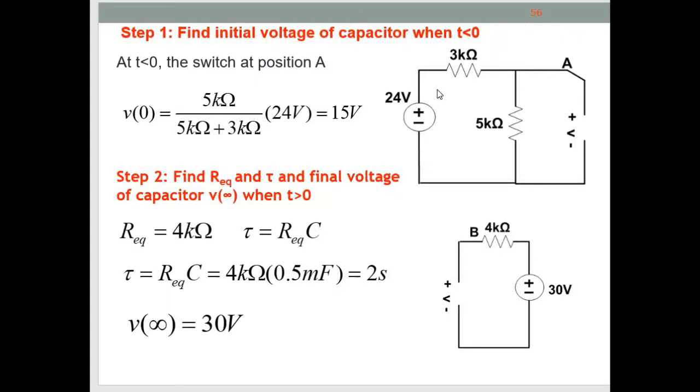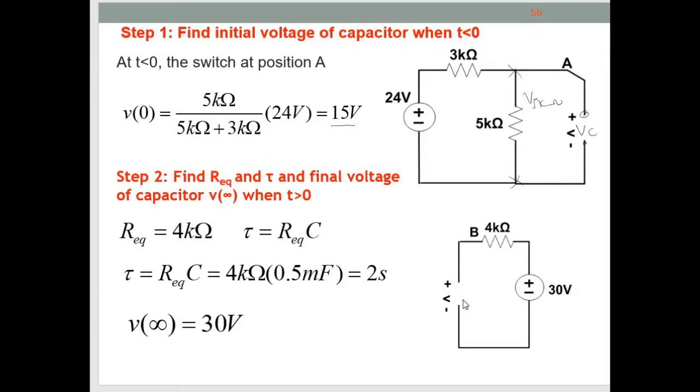The detailed solution of example 7 is explained here. Like the circuit I drew earlier, when t less than 0, the capacitor is an open circuit, so we are interested in finding the V capacitor here, and we know that VC is in parallel with the 5 kilo ohm here. So we can straightforwardly use the voltage divider and we get 15 volt. So this is the initial voltage of the capacitor, or the voltage of the capacitor when t less than 0.